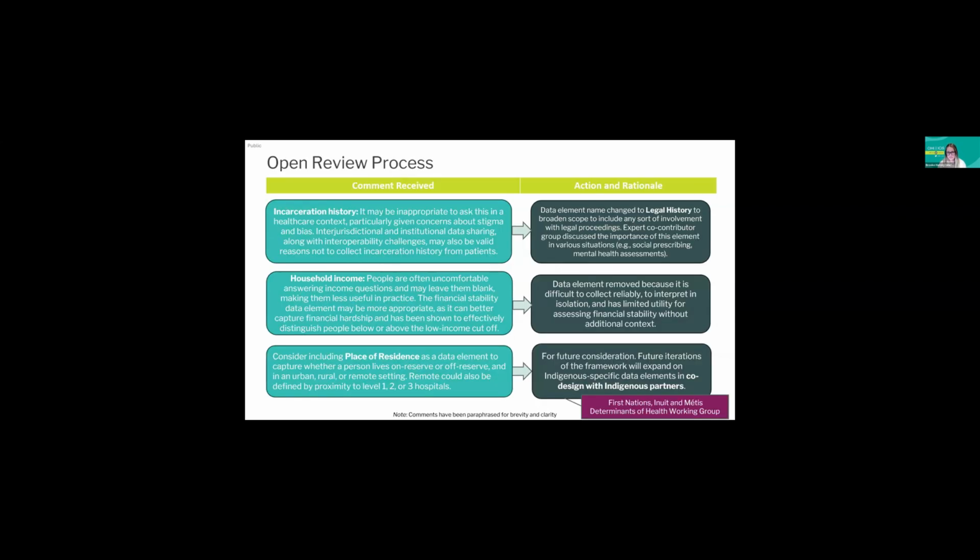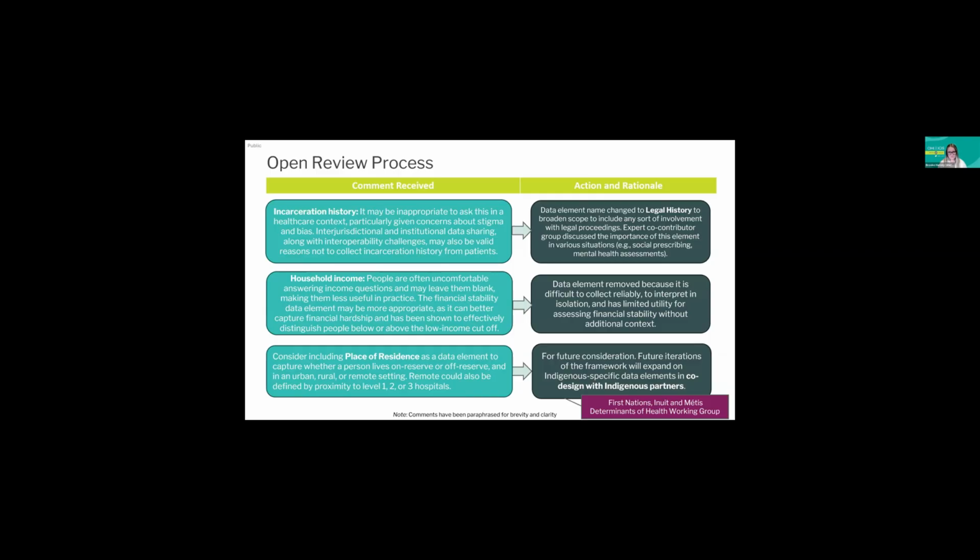So as I mentioned previously, we engage in an annual open review cycle to gather broader feedback, validate the proposed content, and identify areas where the standard may need to be clarified, revised, or expanded. And here are a few examples from a previous open review period and how we responded.